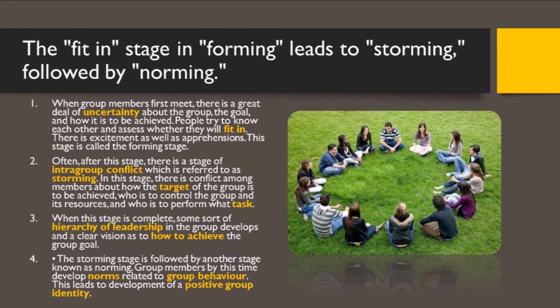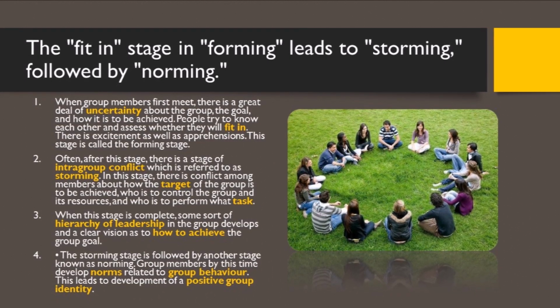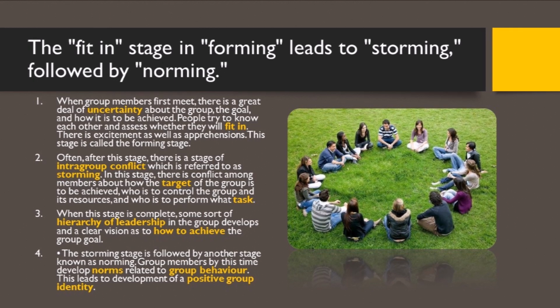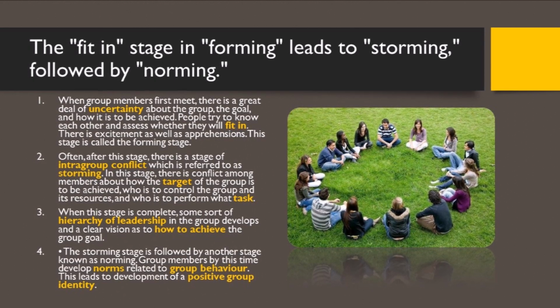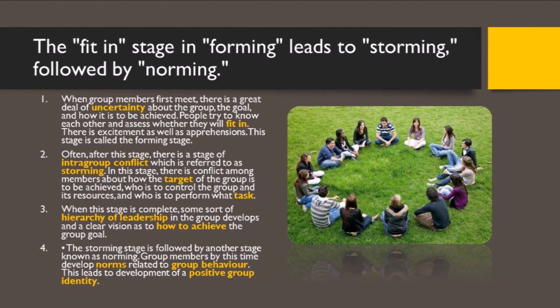3. Norming. As conflicts are resolved, the group starts to develop norms, shared rules and expectations. These norms help to solidify a positive group identity and establish a clear way to achieve the group's goals. This stage is known as norming.